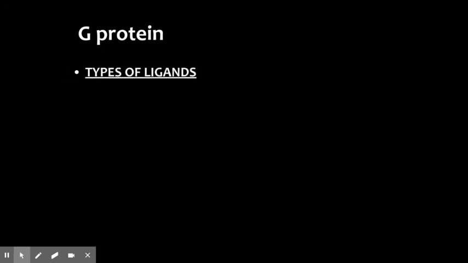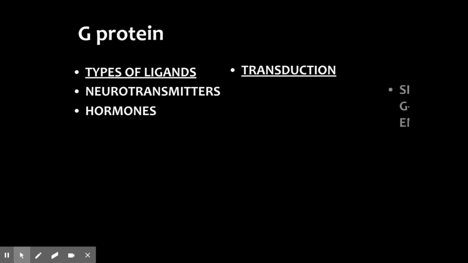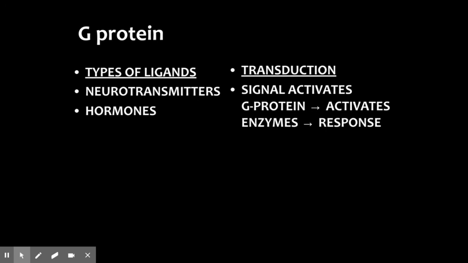So what kind of ligands can activate G proteins? They can be neurotransmitters, hormones. That would be a protein-based hormone, however, because it binds to a surface receptor rather than passing through the plasma membrane. The transduction, or the processing of that signal that leads to a cellular response, includes the signal activating the G protein, which then activates an enzyme, generating a cellular response.